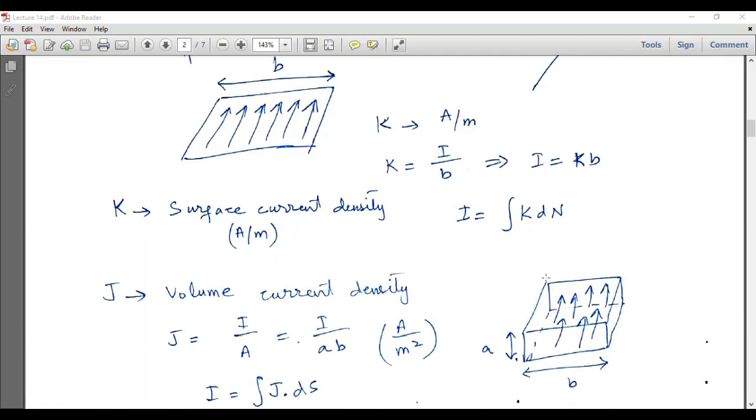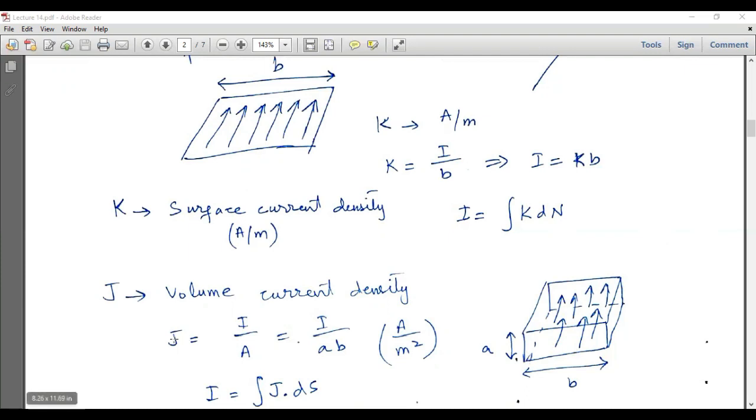So this is the surface which is actually crossed by the current. Volume current density can be defined as the current per unit area, and area will be the area of the surface which is being crossed by the current. In this case, if we have one side as A and the other side as B, the crossing area of this surface will be equal to A into B.